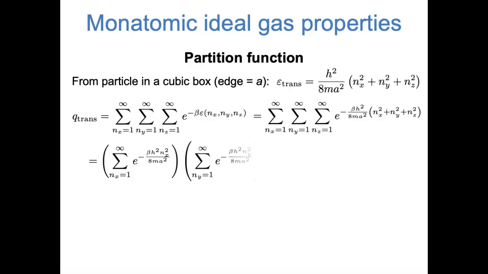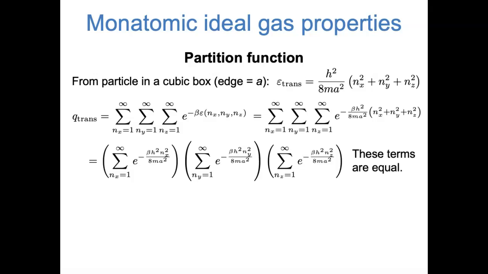We can then split up our triple sum into the product of 3 single sums in nx, ny, and nz, because single sums are a lot easier to solve than triple sums. Next, notice that these 3 terms are all basically the same as each other. The names of the quantum numbers are different in each term, but it doesn't really matter whether our index is called nx, ny, or nz. If the term is otherwise the same, its value is going to be the same.